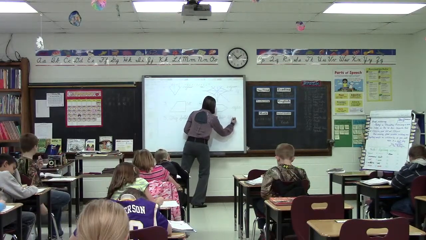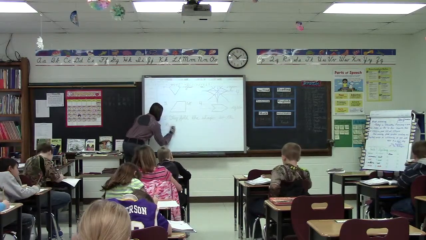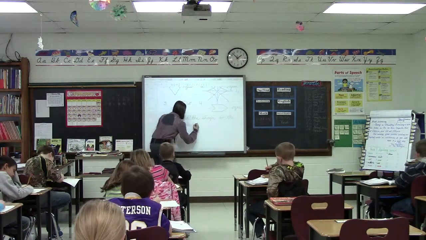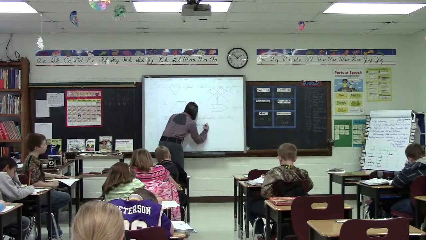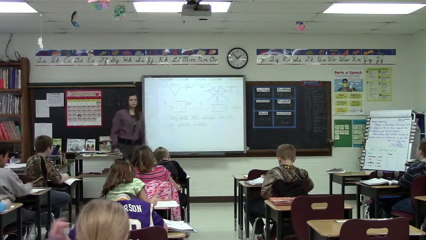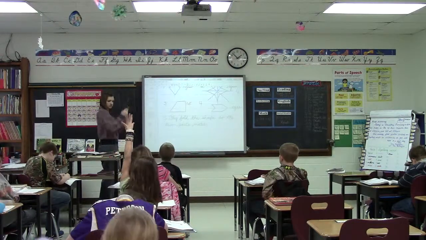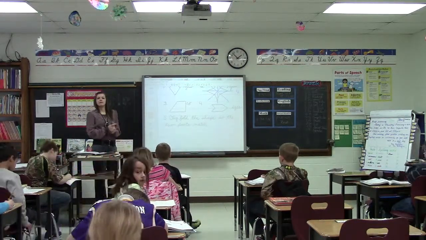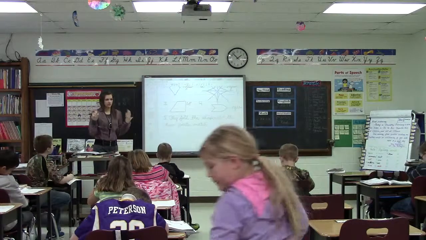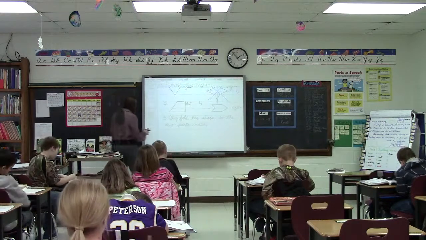So, two parts match. And what's that line called again? Let me draw that dotted line. What's the line called? Look in your book. Bella? Line of symmetry. And if we can draw that, that means it's a what kind of figure? Symmetrical figure. Okay, number 6.